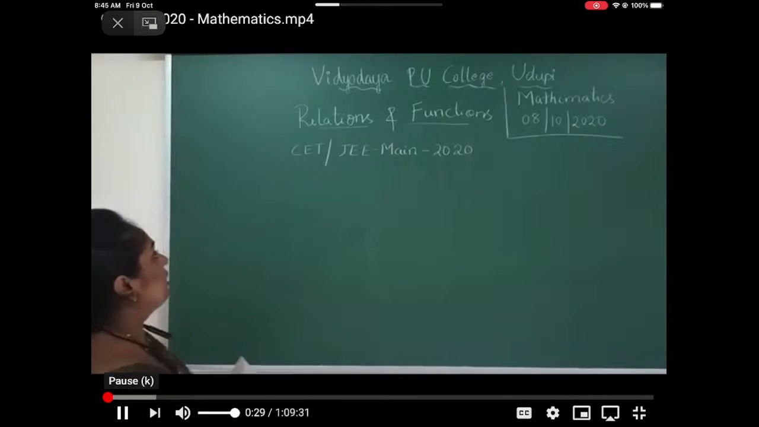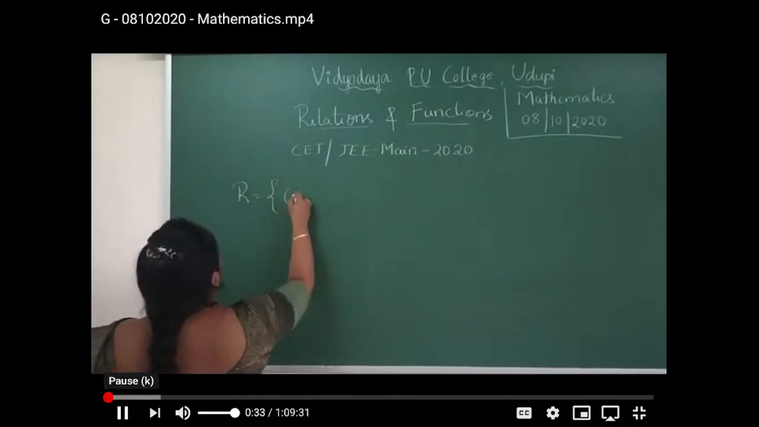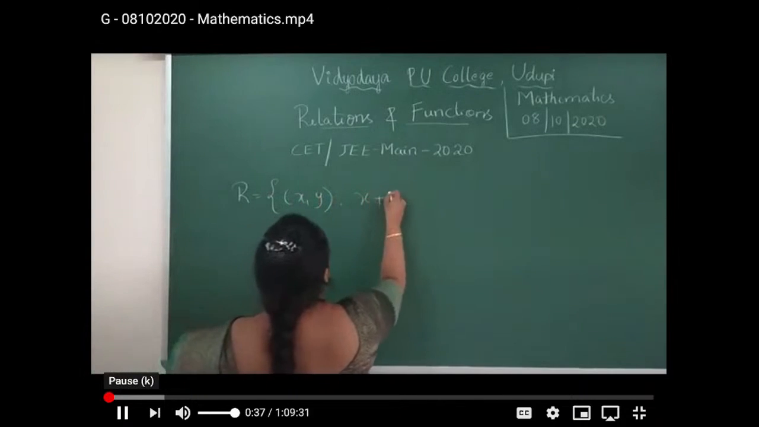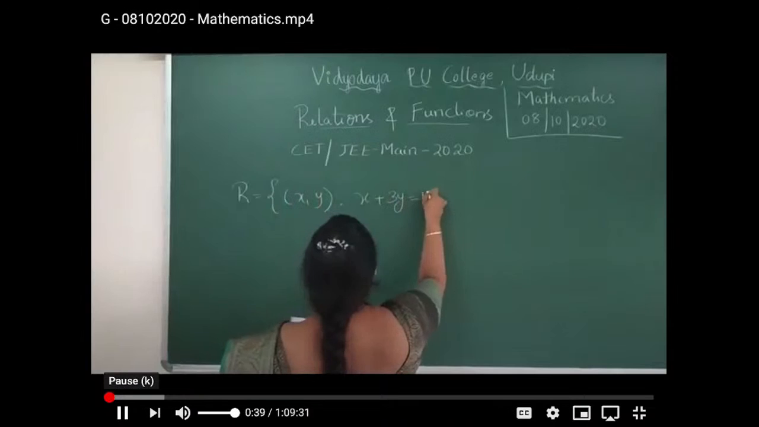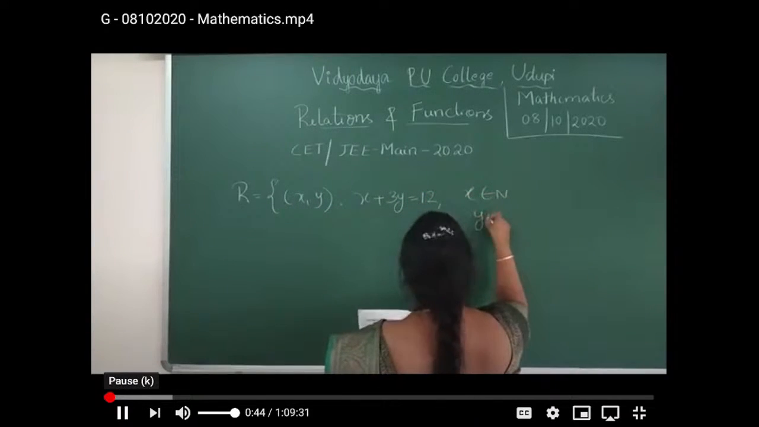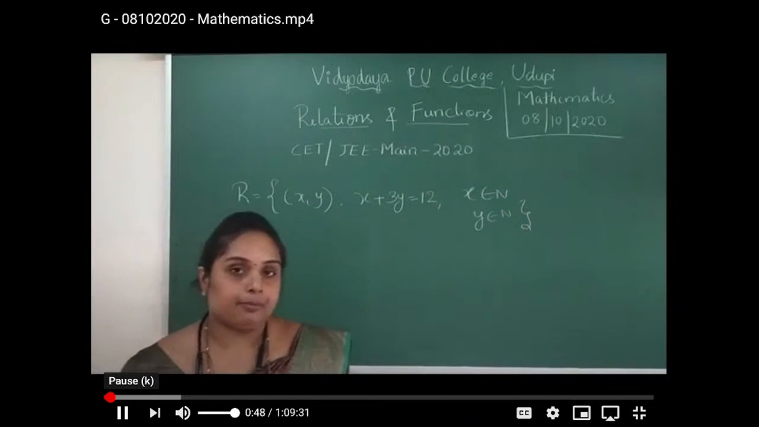The relation is defined by R equal to the ordered pairs (x, y) such that x plus 3y is equal to 12, x belongs to N, y belongs to N. The question is to find R.